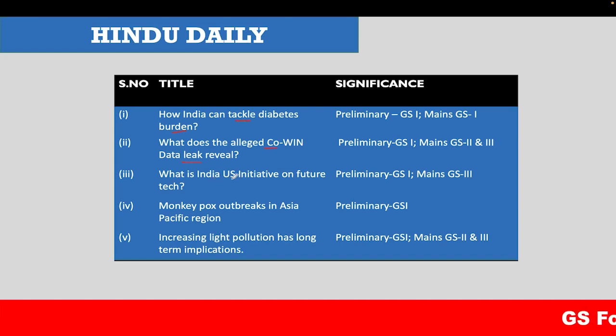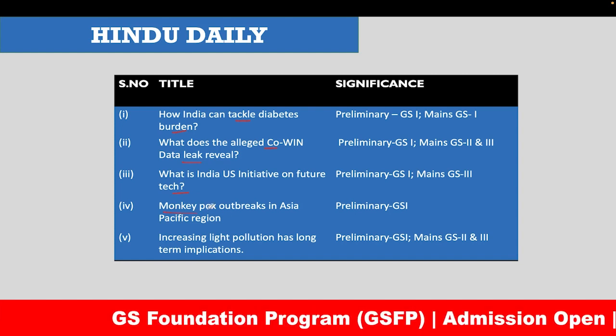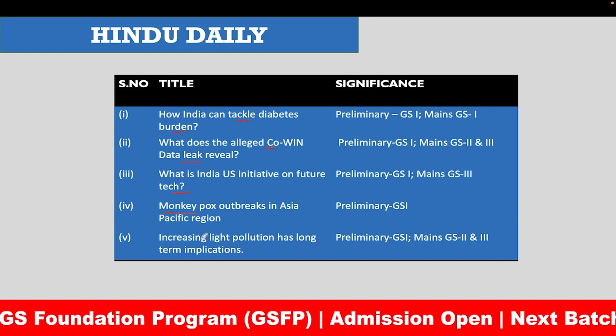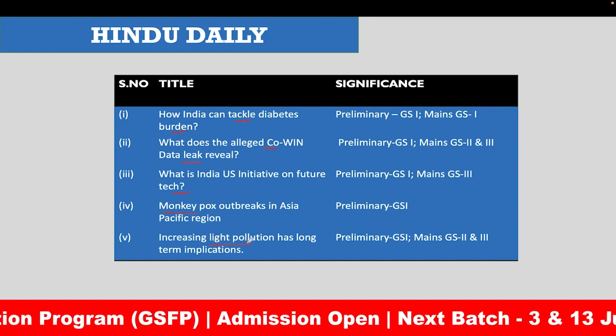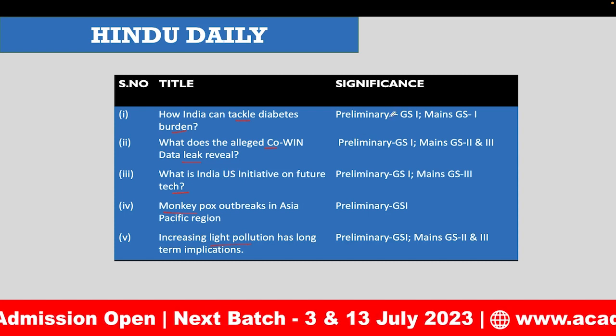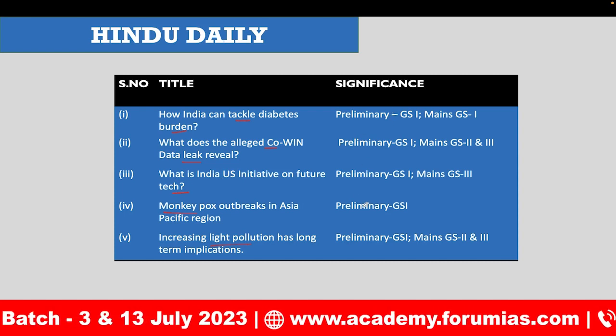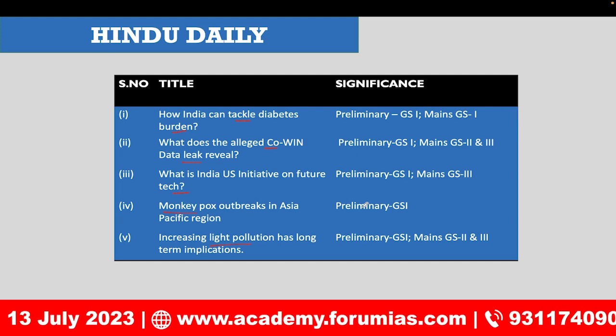Then the third one, what is the India-US Initiative on future technology? Then the fourth one is all about monkeypox and its rapid spread in the Asia Pacific region. Then the last topic is about light pollution. So these are all the topics we are going to discuss today, and the significance for each and every article has been given here. Kindly make a note of it. Now without any delay, let us dive into the discussion part.